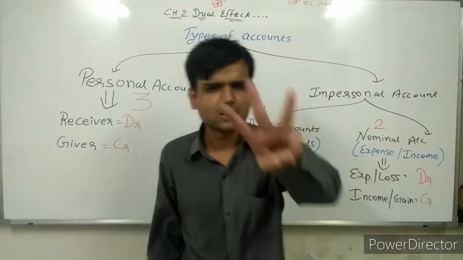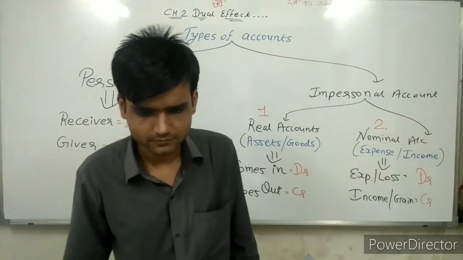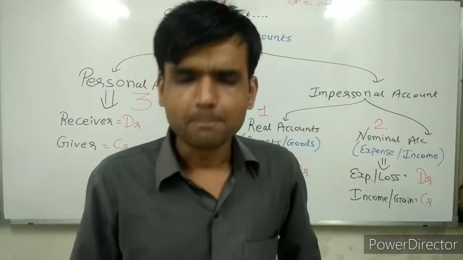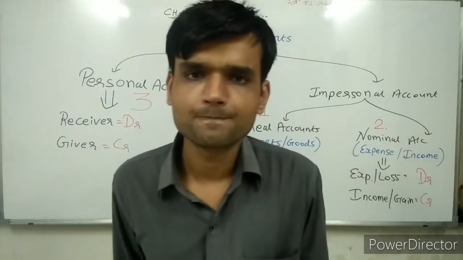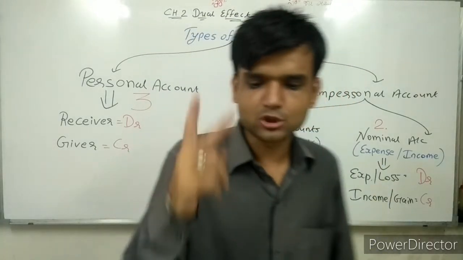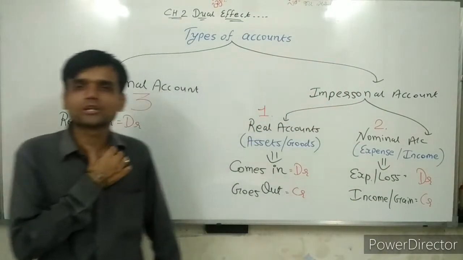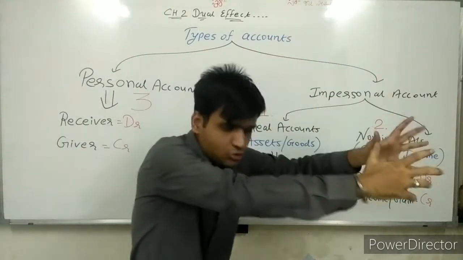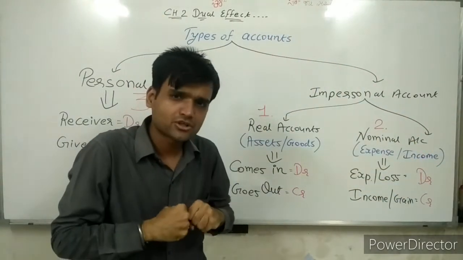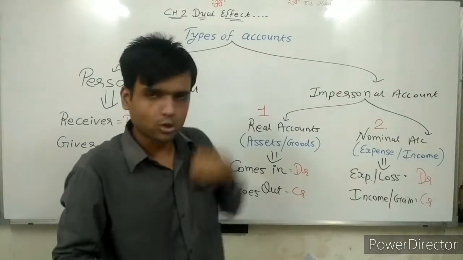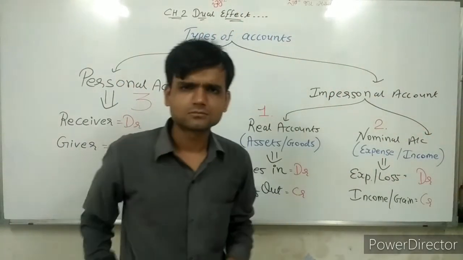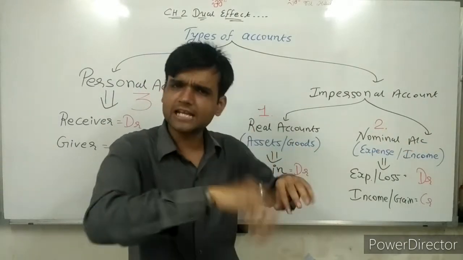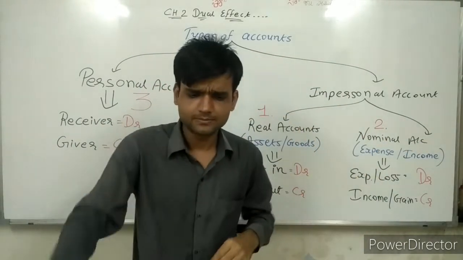Going ahead, third transaction. Goods of rupees 2,000 purchased on cash. Now, goods purchased on cash means I am purchasing goods and giving money. Simple thing. I am purchasing goods and giving money.